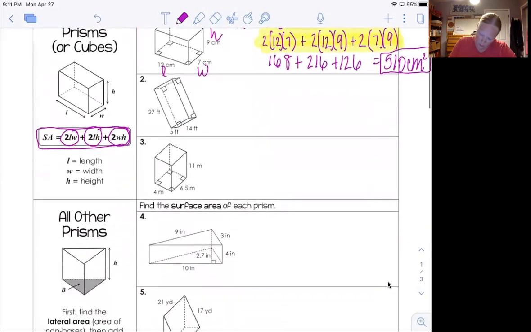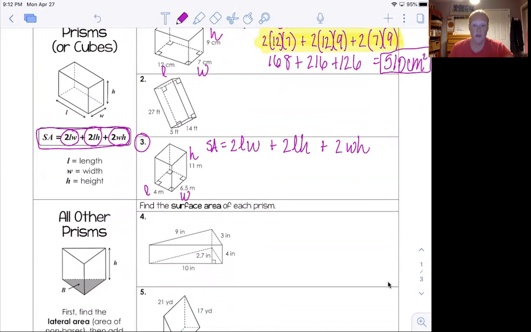Let's do number 3. So I'm going to start off with the formula. It's a rectangular prism. So I get surface area equals 2 lengths and widths plus 2 lengths and heights plus 2 widths and heights. Okay, now I label the parts. I'm going to call the 4 the length, the 6.5 the width, and the 11 is the height. Okay, so now I plug it in, length and width. I'm going to do 2 times 4 times 6.5. So I found the top and the bottom there.